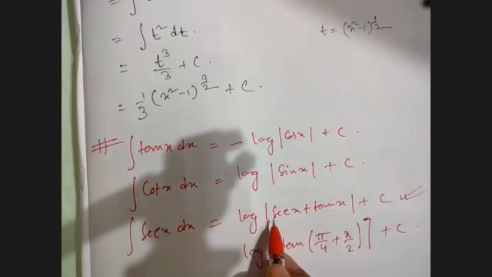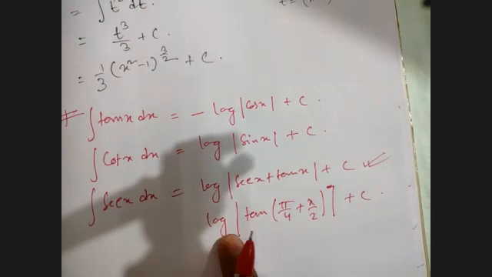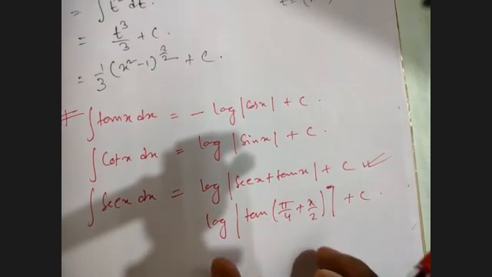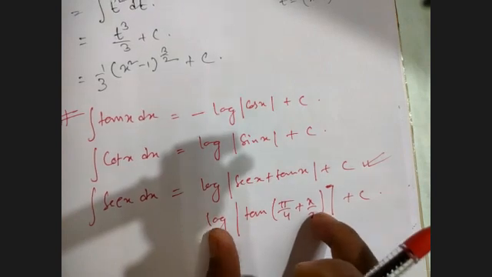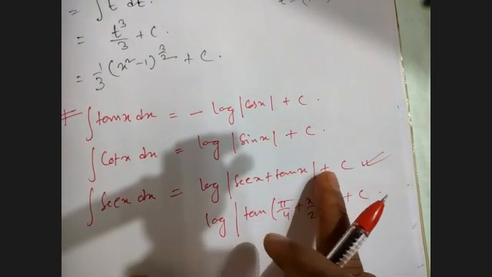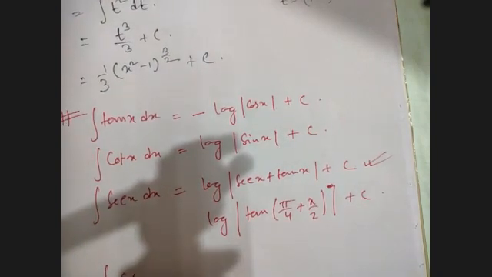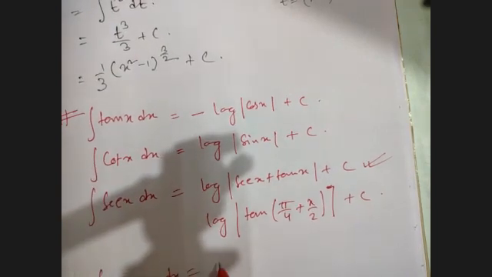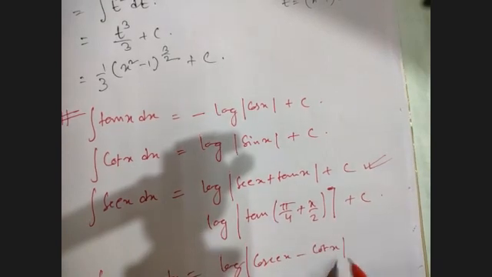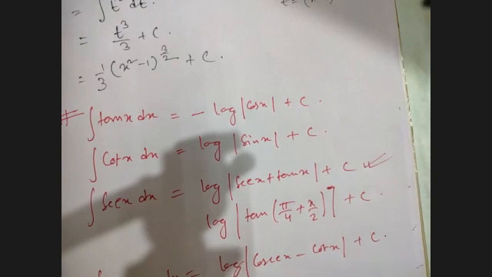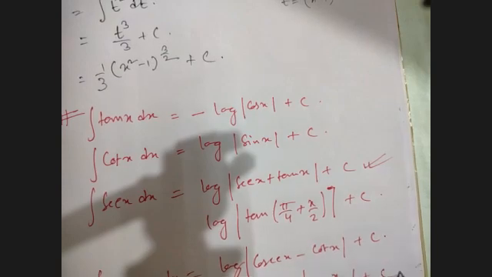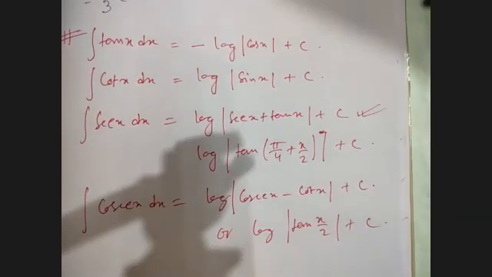In general, we will use the first formula. If a proof is given, and in the proof the right hand side is in this form, then only we use this formula. Otherwise, for most questions we have to use the first formula. Integration of cosec x dx equals log of (cosec x minus cot x) plus c, or log of tan (x by 2) plus c. So all these trigonometric formulas we have to learn.